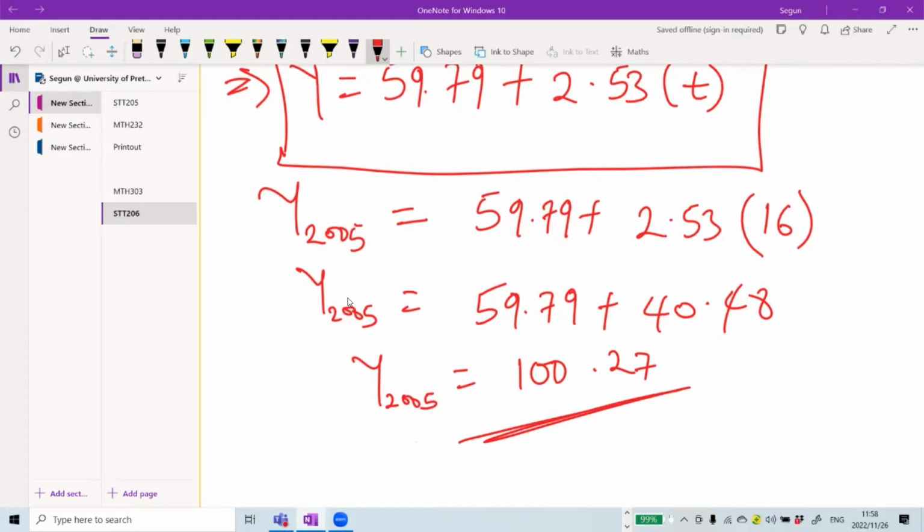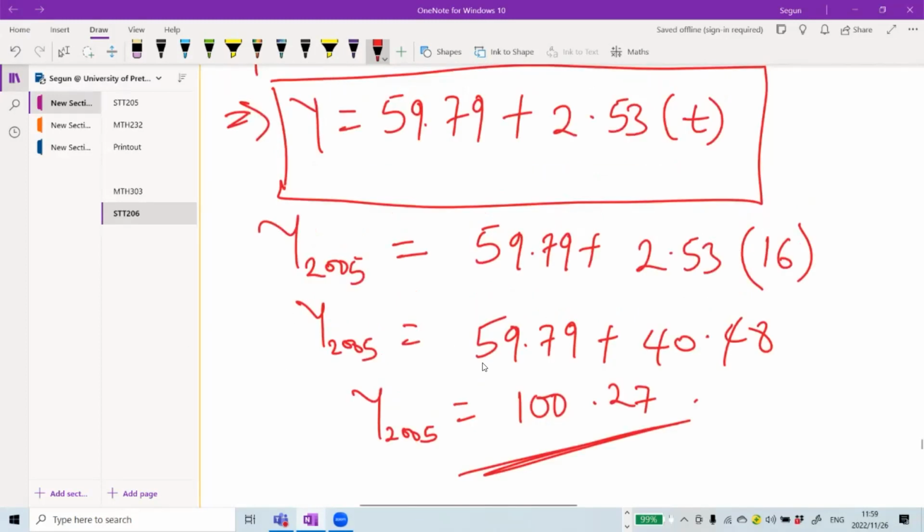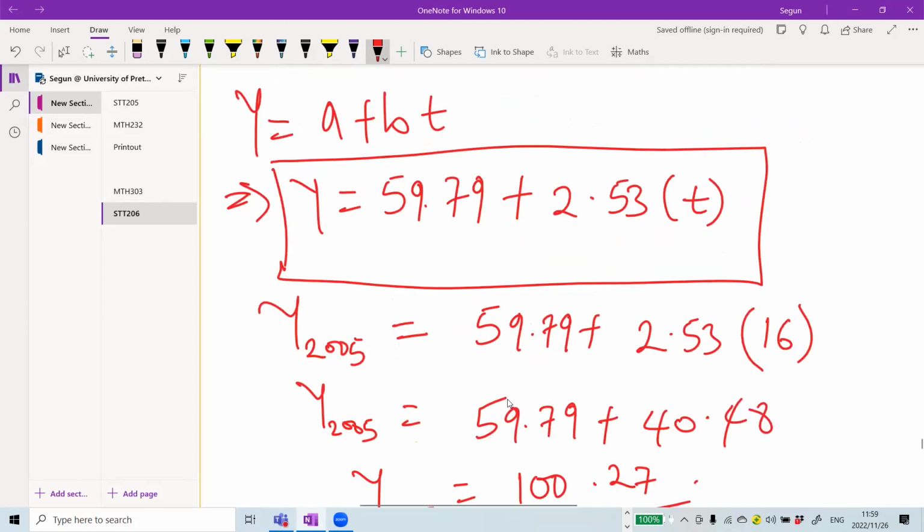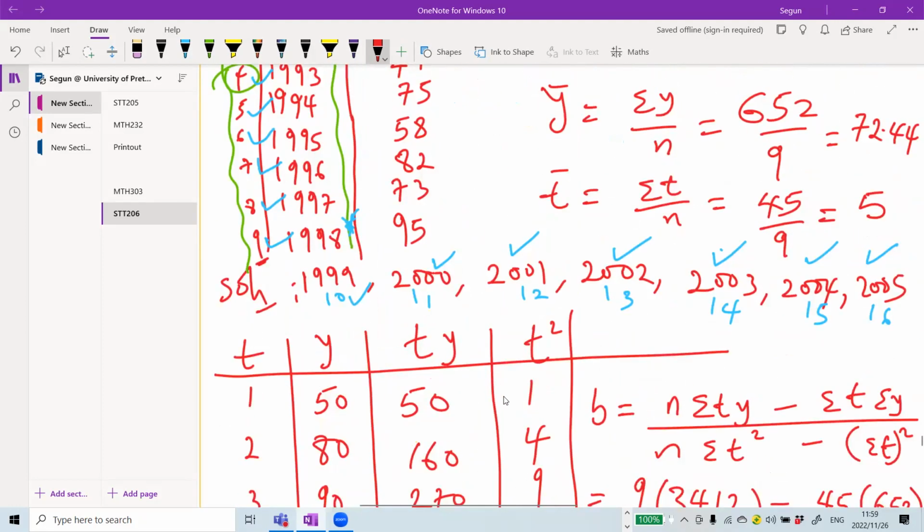100.27. How many of us got this one now? Yes, thank you, Naomi and others. Now you can predict what will happen in that company in the next years. Now, let's predict what will happen in 2023. Do it by yourself. Continue counting till 2023. From here, remember we stopped at 16. You will continue to add.